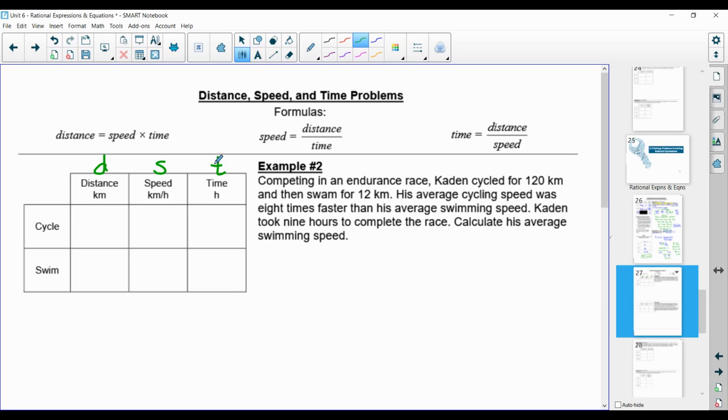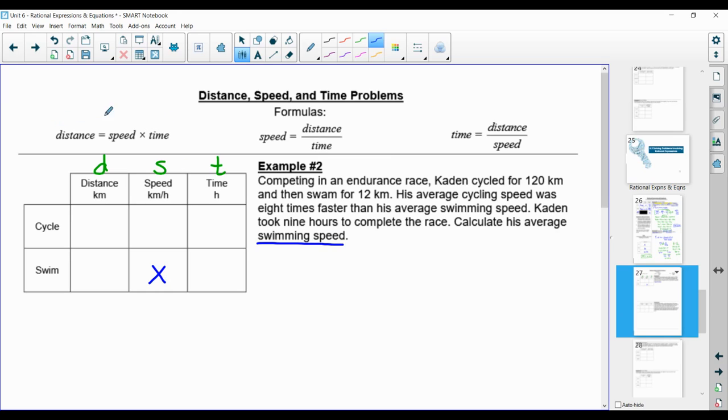All right, so let's read these problems. It says, competing in an endurance race, Caden cycled for 120 kilometers, then he swam for 12 kilometers. His average cycling speed was 8 times faster than his average swimming speed. Caden took 9 hours to complete the race, and we're being asked to calculate his average swimming speed. That's our unknown. So typically the one that we're being asked to find is what we're going to make our X, and then we're going to fill in the rest of the chart in relation to that X.